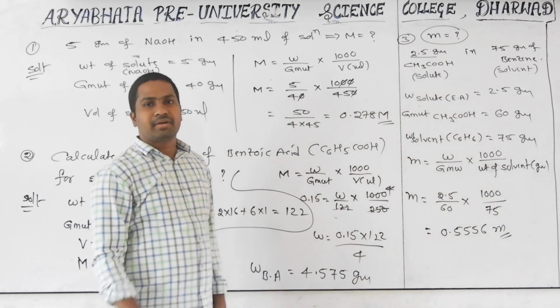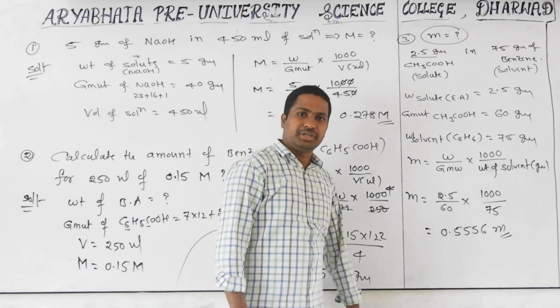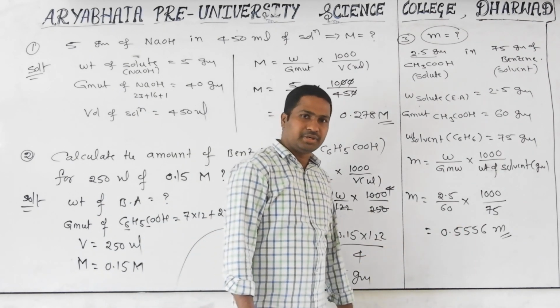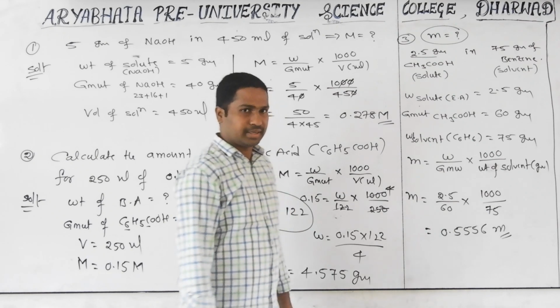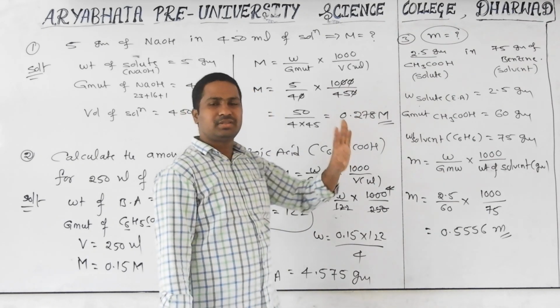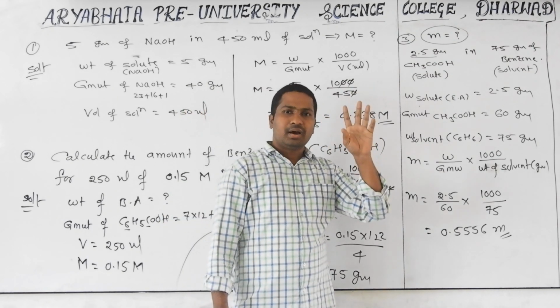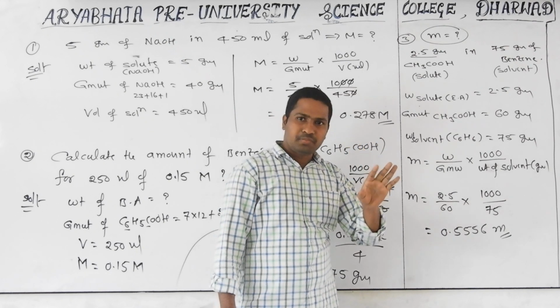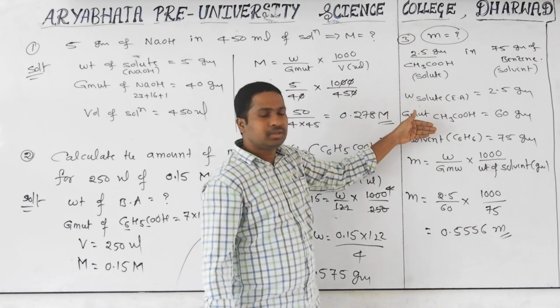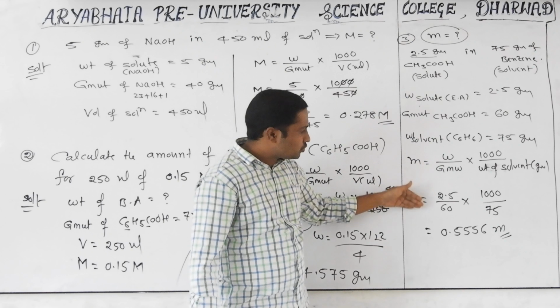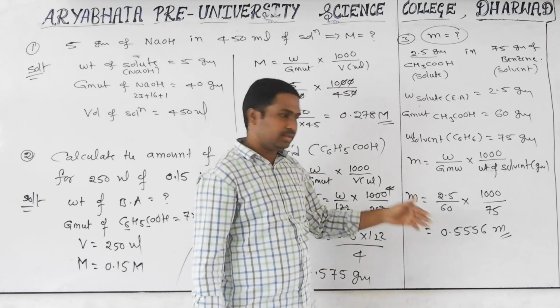Instead of small m, we can write moles per kg also, because molality is nothing but moles per kg. It is very clear. Only one thing you have to understand: read the problem 2-3 times, write down the terms given, write the related formula, then substitution and simplification.